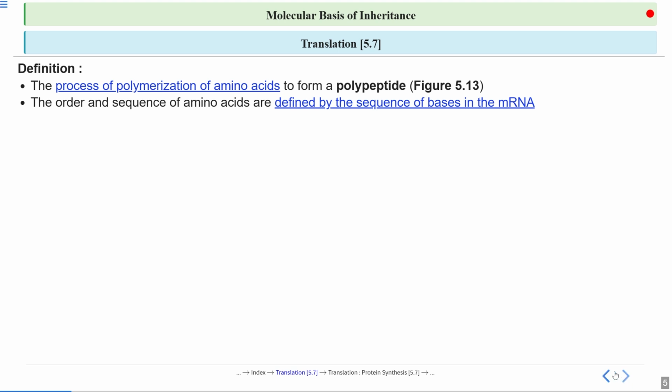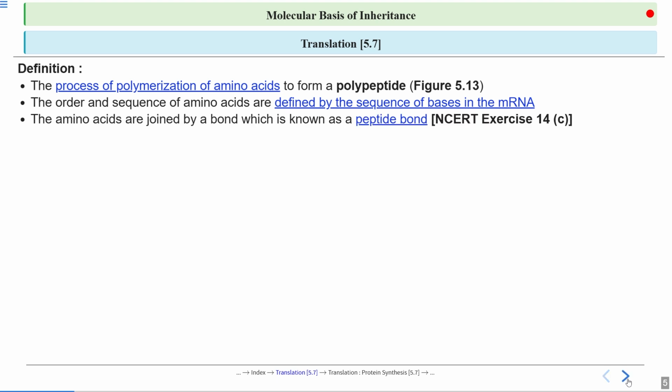The order and sequence of these amino acids are defined by the sequence of bases in the mRNA. So, what is going to be the order and sequence of these amino acids? That is defined by the sequence of bases that are present in mRNA. That's what we even studied in yesterday's class, that if there is any alteration in the nucleotide sequence of DNA, it is going to affect the polypeptide, because everything is interconnected.